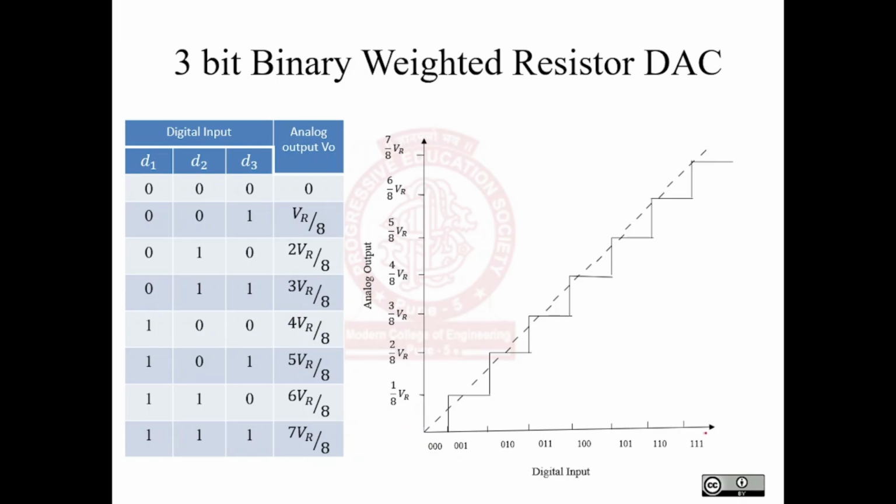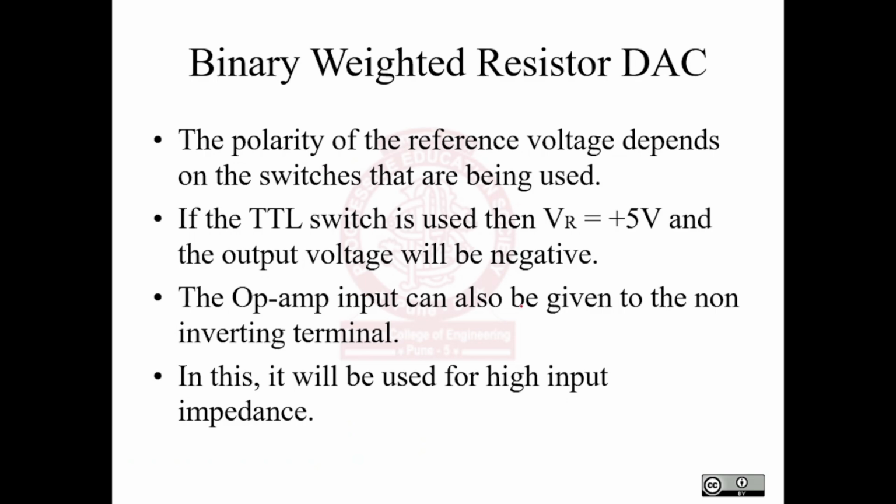If we consider the graph for digital input versus analog output, we see that the digital input is marked on the x-axis and the analog output is marked on the y-axis. So we will be writing 0, 0, 0, 0, 0, 1, 0, 1, 0 and so on on the x-axis, and the output which we have obtained on the y-axis. If we plot the graph, you see that it is in a staircase form. So this is the graph for the 3-bit binary weighted DAC. This is the explanation for it that we have discussed.